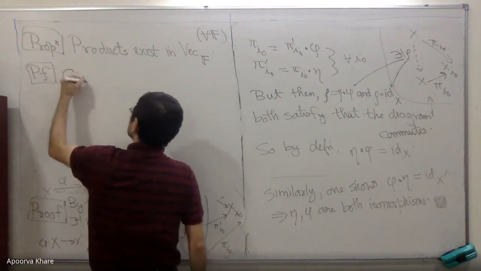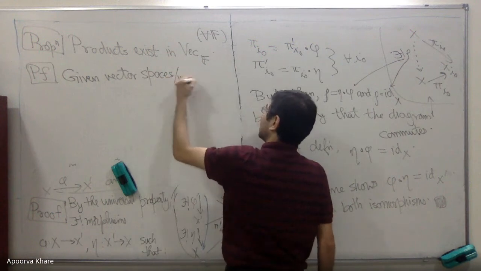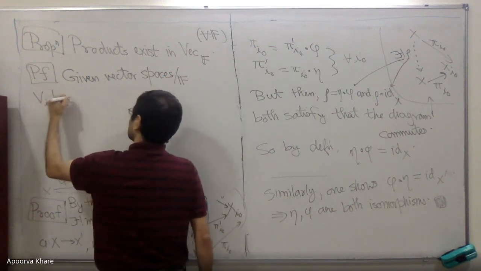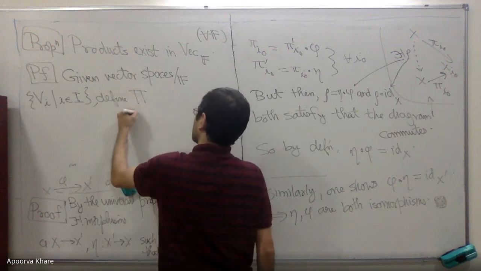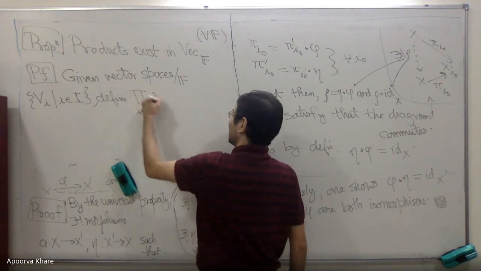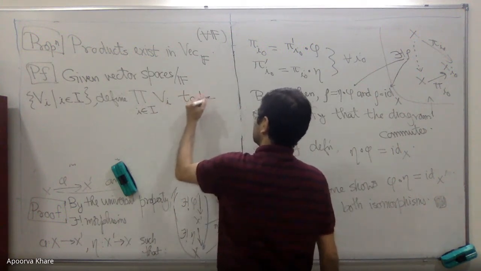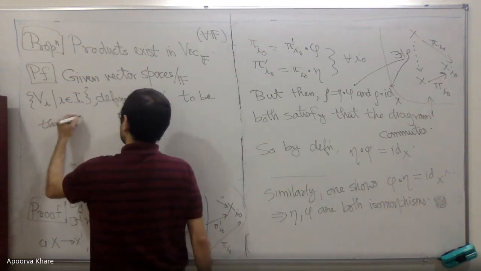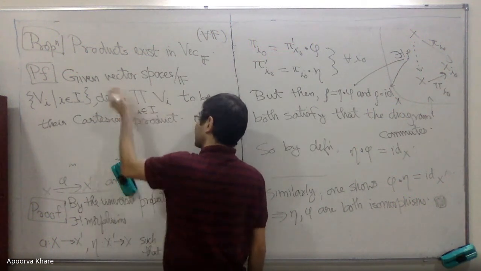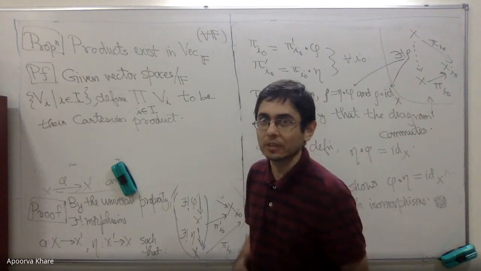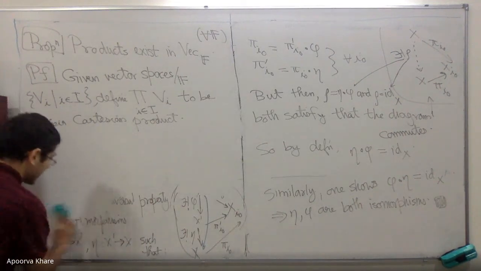Define: so given vector spaces Vi, of course everything is over F, define the product over i in I. We keep using this notation, and that actually turns out to be the correct thing to use, to be their Cartesian product. You can define whatever you want, but you must prove that that is a valid definition, that it satisfies the defining property, the universal property for the product in a general category.